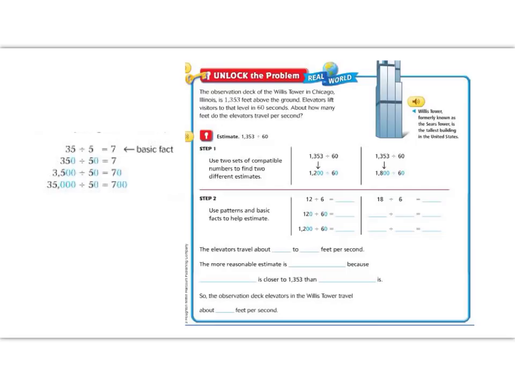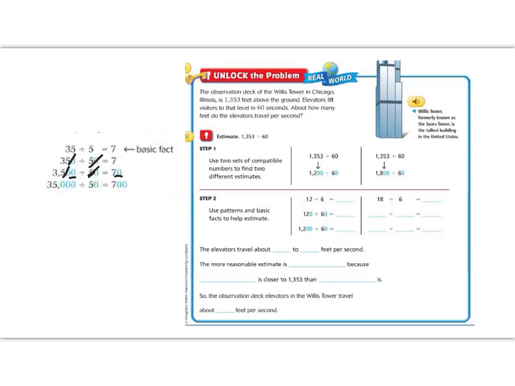So if we have 350 divided by 50, it's still 7, because remember, those two zeros cancel each other out. If we keep adding zeros, 3,500 divided by 50, now only one zero on each side cancels out, and I'm left with 1, which means my answer has 1 zero. So we learned this in 4th grade, and we're going to use this as we estimate with two-digit divisors. Let's read the Unlock the Problem and begin.